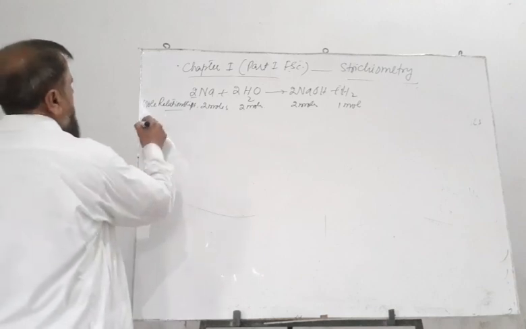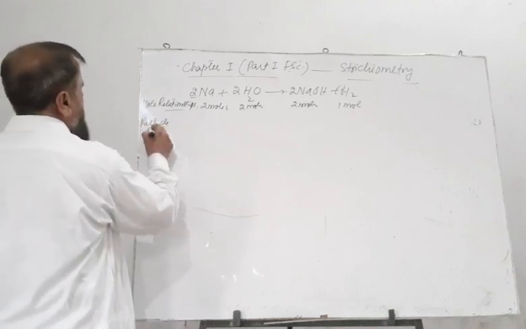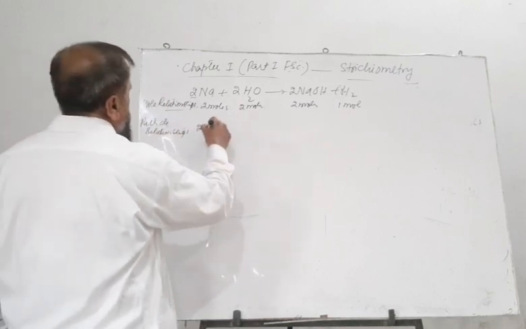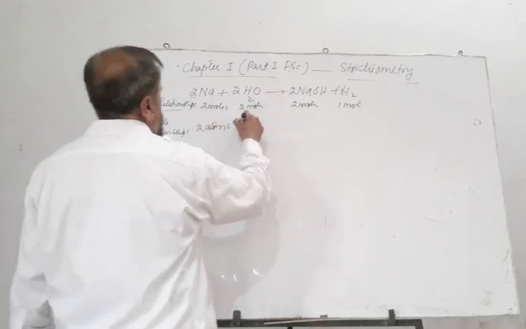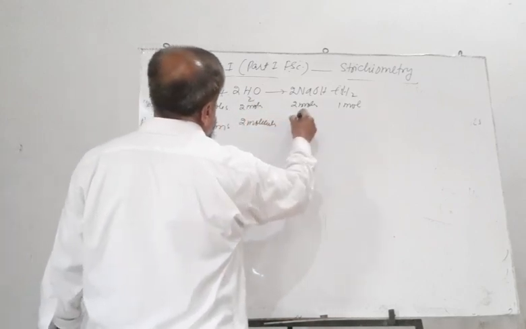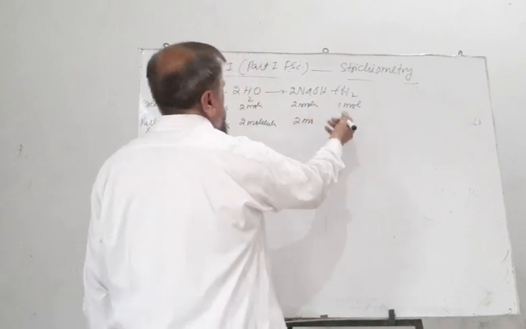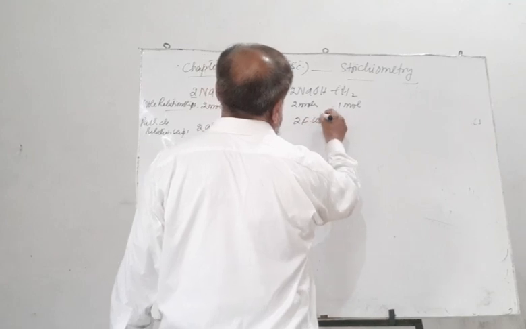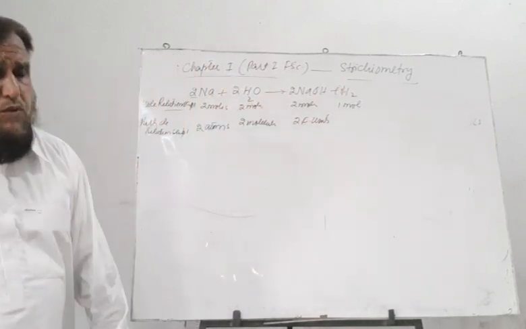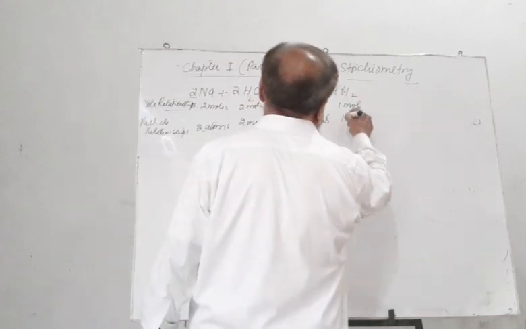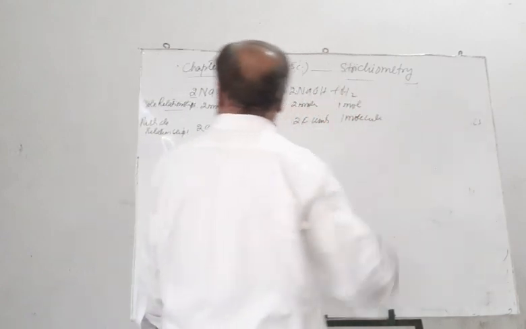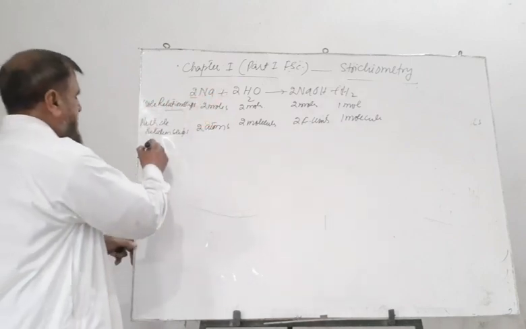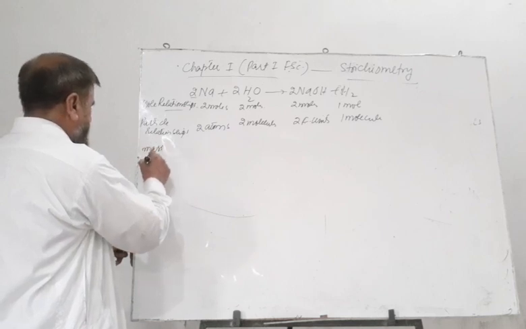Now these may be particle relationships, that is, relationships between particles. For example, 2 atoms of sodium react with 2 molecules of water to produce 2 formula units of sodium hydroxide, as it is an ionic compound. Ionic compounds consist of formula units. And 1 molecule of hydrogen is produced. The third type of relationships which may be present in these equations are mass relationships.